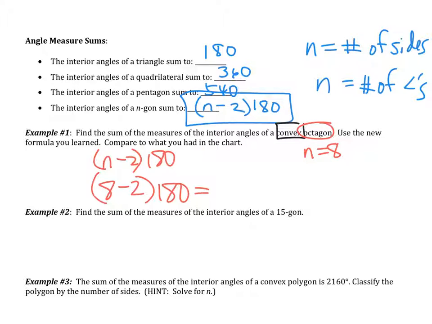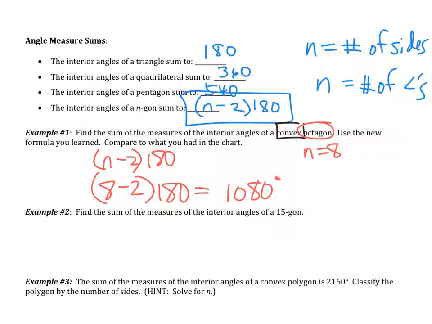Order of operations, I have to do the parentheses first, so what's 8 minus 2? 6. What's 6 times 180? What'd you get? 1080. So 1080 degrees. Does that work with the chart that's on our previous page? It fit? All right, so it sounds good.